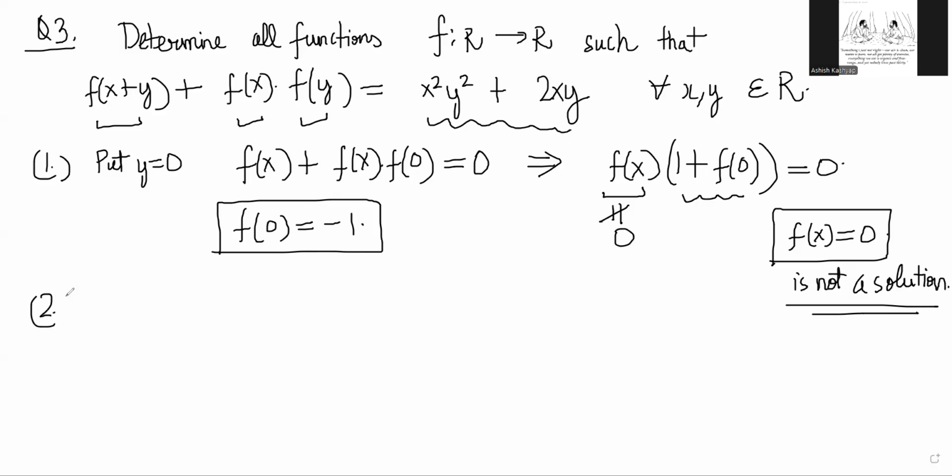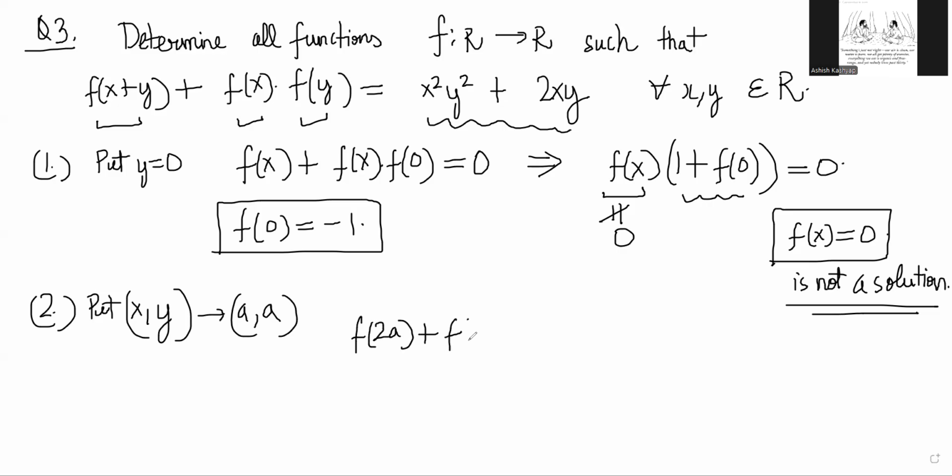Now let's try different values. Put x and y as a and a. If you do that, you will end up with this situation: f(2a) + f(a)² = a⁴ + 2a². So this is my first equation. Notice that in my first equation I have two unknowns, f(a) and f(2a), right? I need to get another equation involving f(2a) somehow, because then only I'll be able to solve for f(a) and f(2a), right? So let me do it on the next screen.